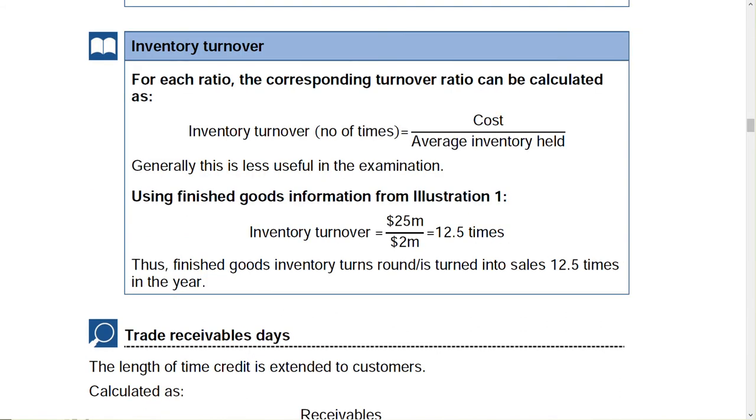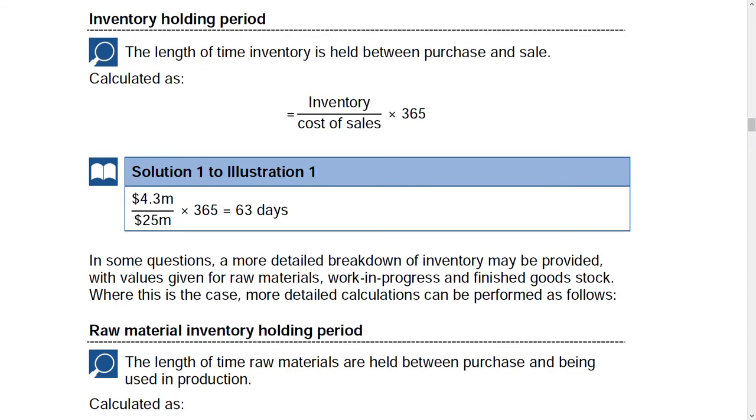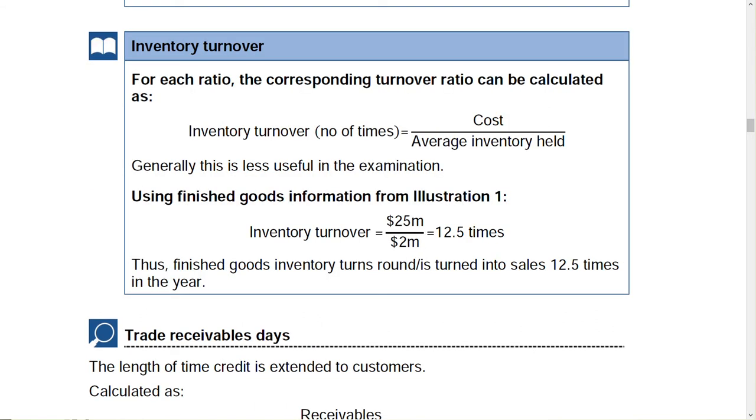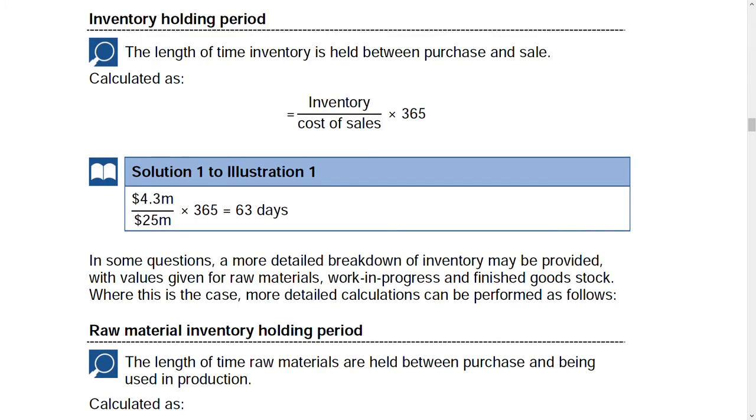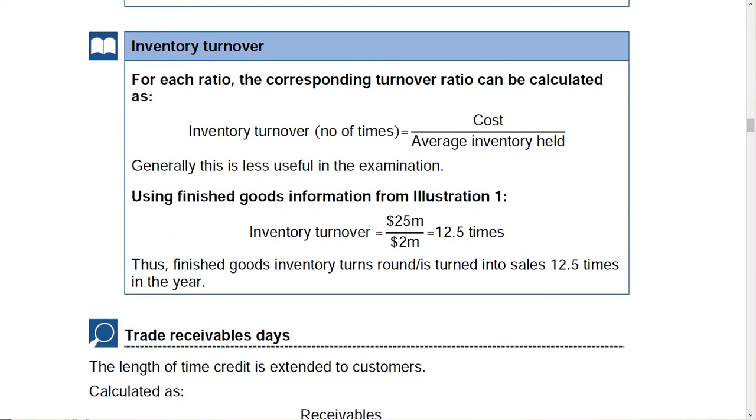Next, we have inventory turnover. The same way as inventory holding period, which means number of days, inventory turnover is not number of days. Turnover means number of times. This you have to understand, because most of you get confused between inventory turnover and inventory holding period. Holding period means the period, number of days. Inventory turnover is number of times. For each ratio, a corresponding turnover ratio can be calculated. The same can be used for receivables and payables also. We have receivable turnover, payable turnover and all those things. So inventory turnover is number of times. The formula is cost of sales divided by average inventory held. Generally, this is less useful in the examination. They have given you some, but this is from different chapters, so we are not using the numbers here.